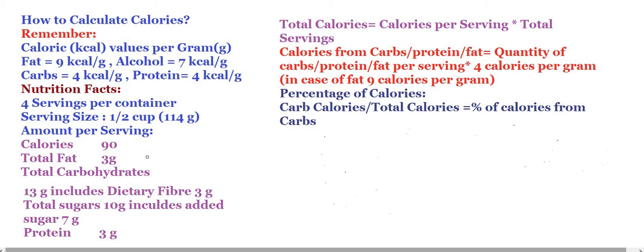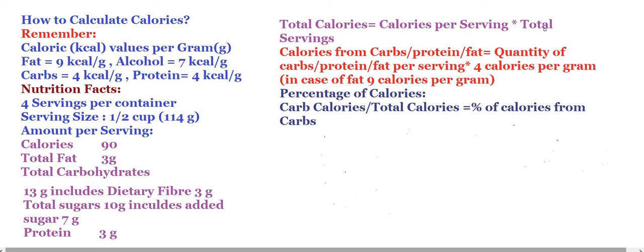Total fat is 3 gram. Total carbs are 13 gram, which includes dietary fiber of 3 gram and total sugar of 10 grams, which includes added sugar of 7 gram, and protein is 3 gram. So if we have to calculate total calories, we have to see calories per serving and the total number of servings. Both we have to multiply.